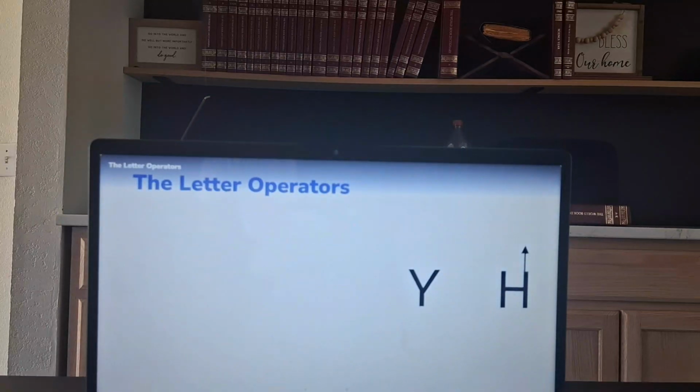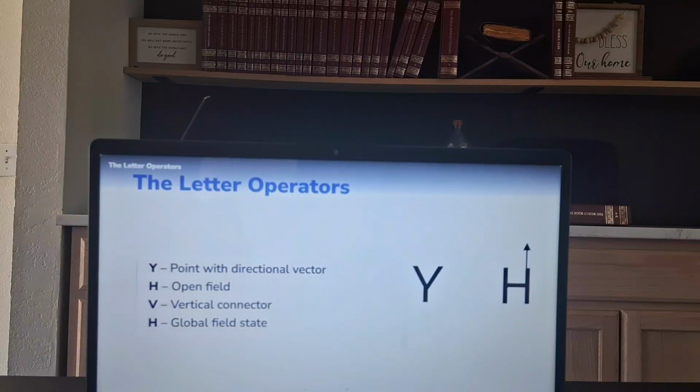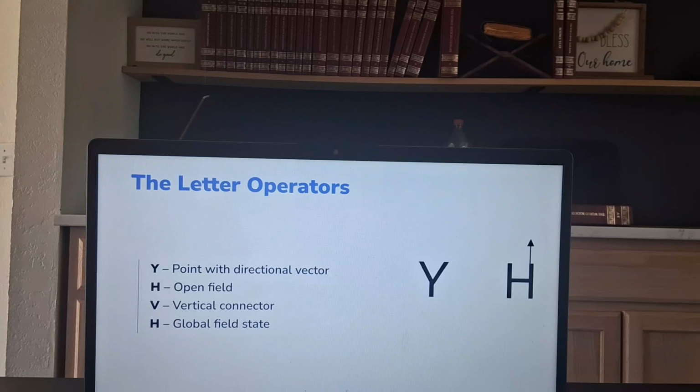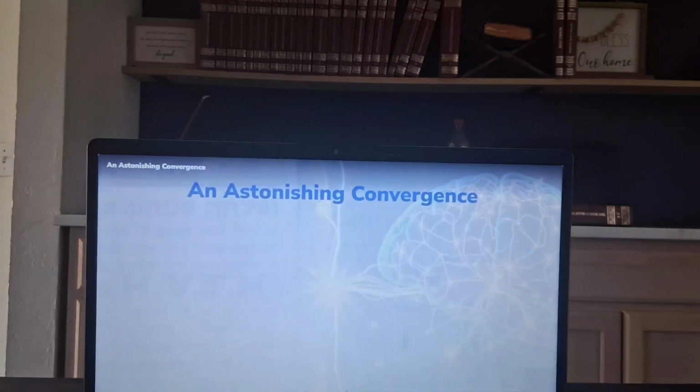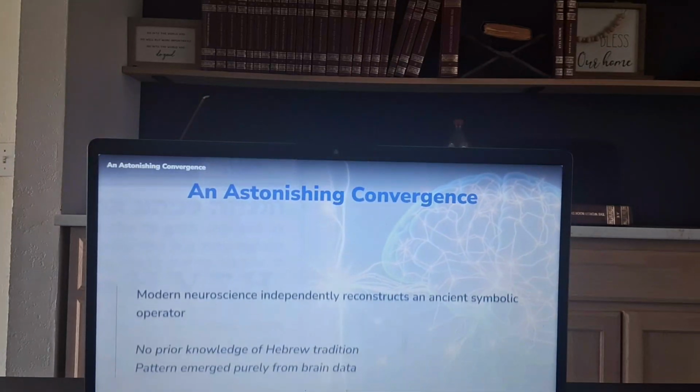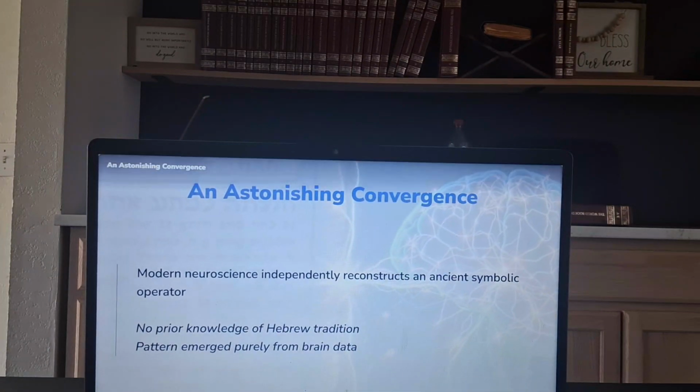He labeled these phases Y, H, V, H, choosing letters whose shapes matched the functional architecture. Y resembled a point with a vector. H represented an open field. V indicated a vertical connector, and H again denoted a global field state. Only later did he discover that this sequence matched the ancient YHVH ideogram exactly.